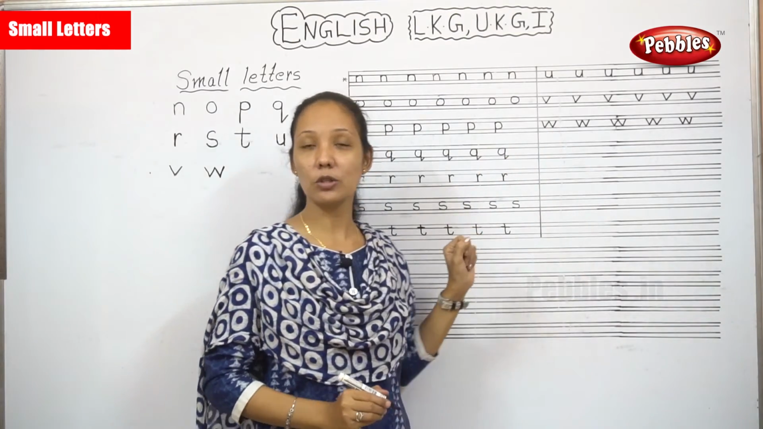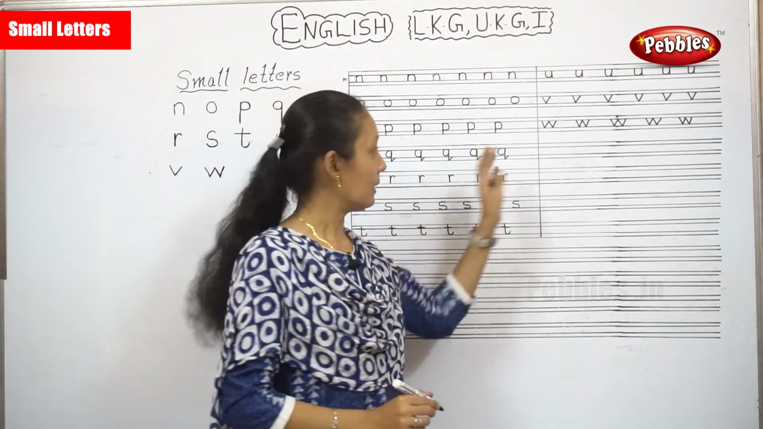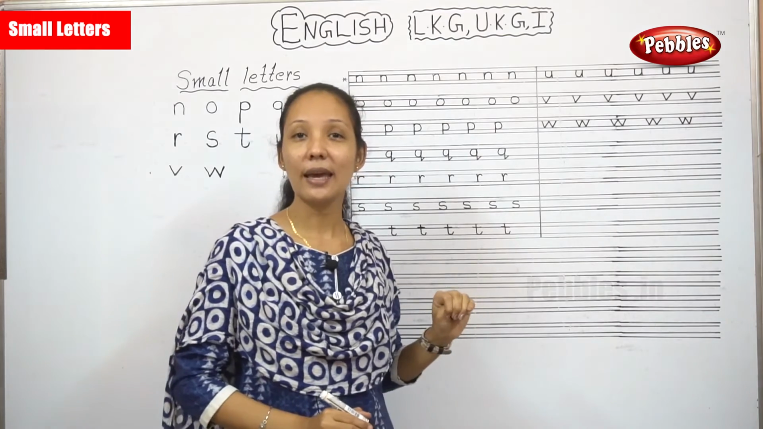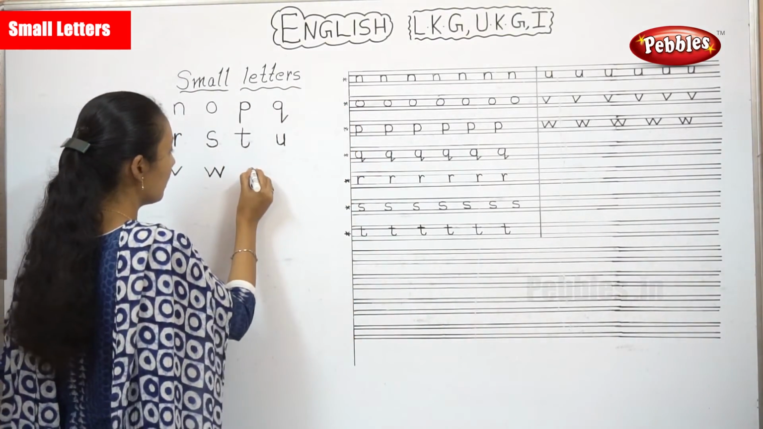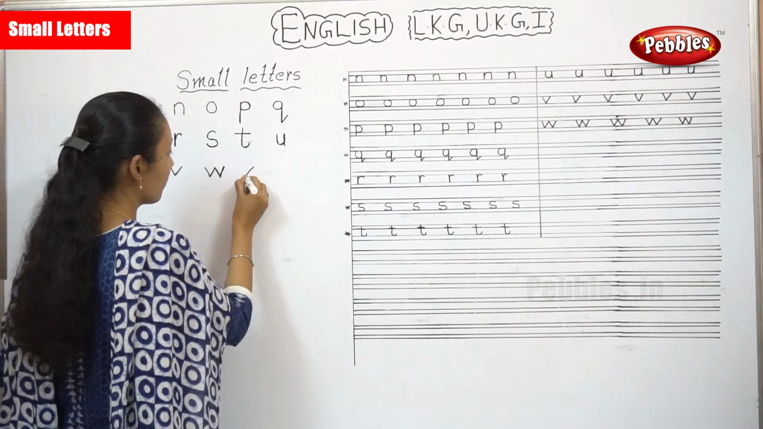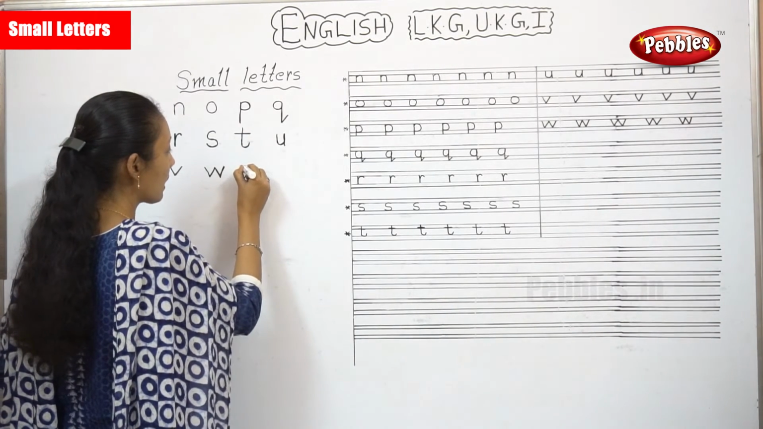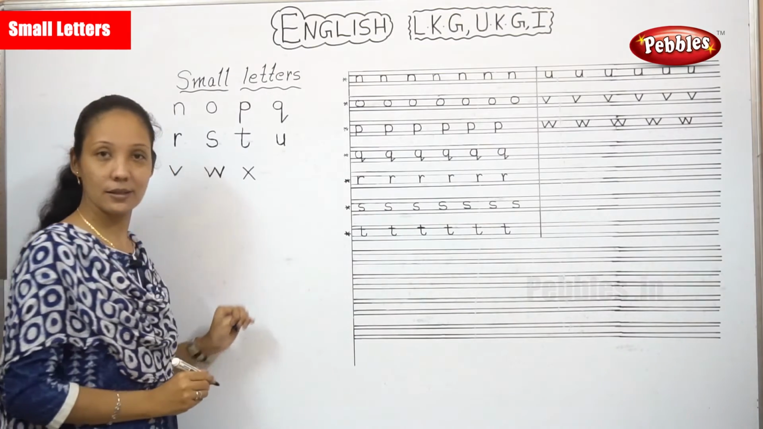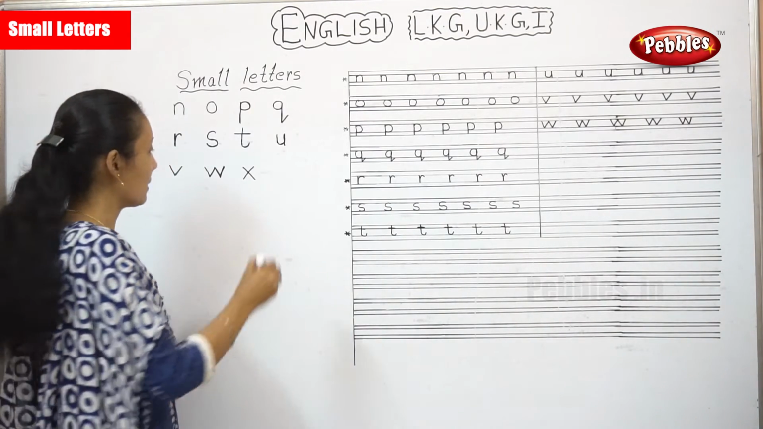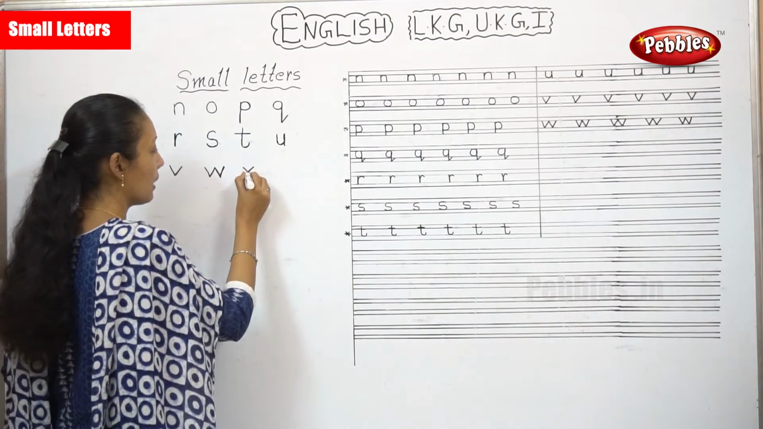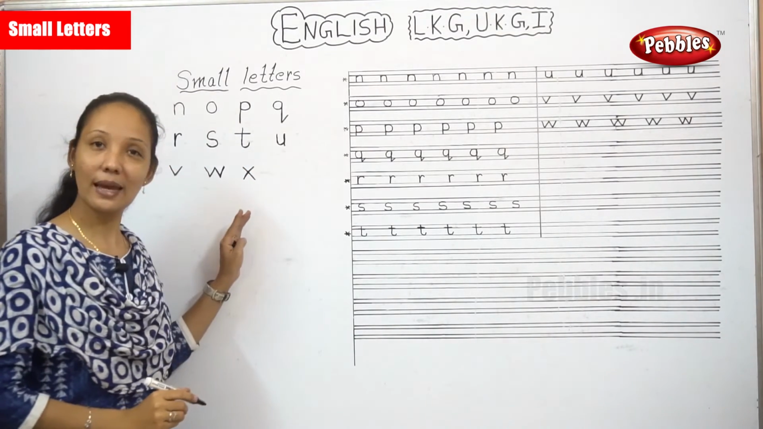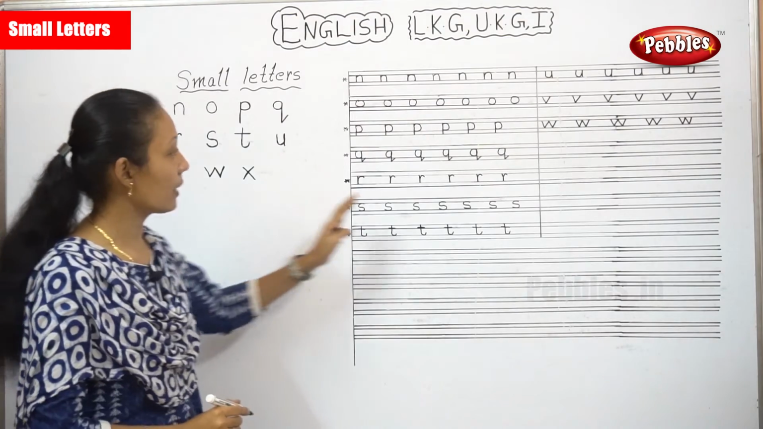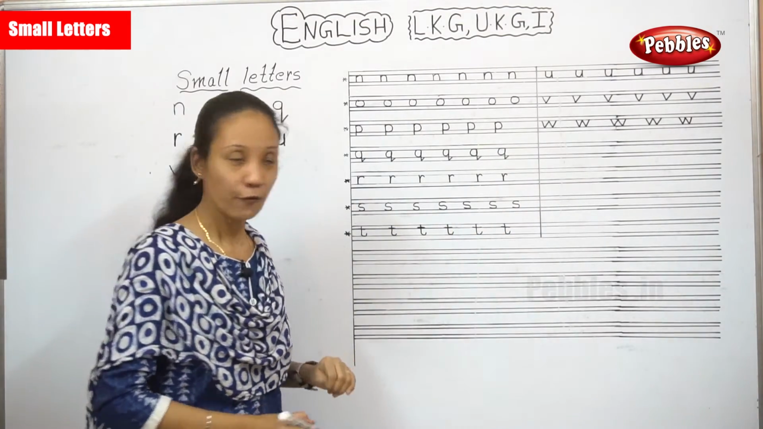Now after W, what's your next alphabet? Yes, after W it is X. X is a slanting line and you cross over with another slanting line. X. Is that easy, children? Yes. A slanting line and another slanting line. This is X. Okay. Now shall we write the X on your 4 lines?